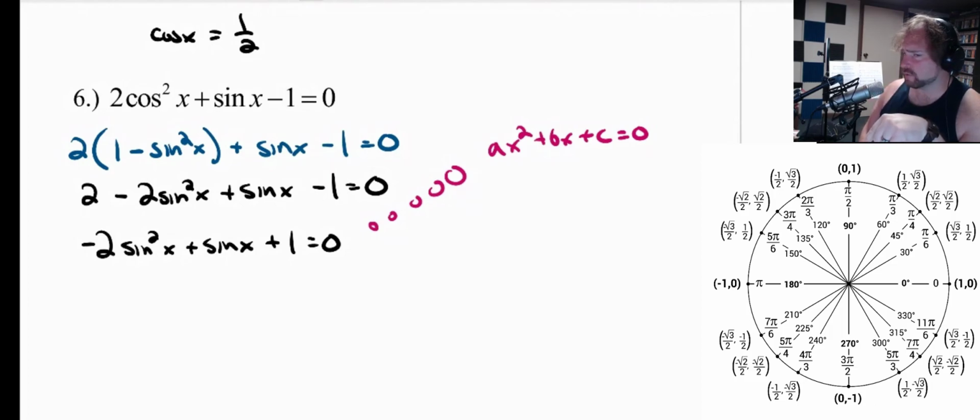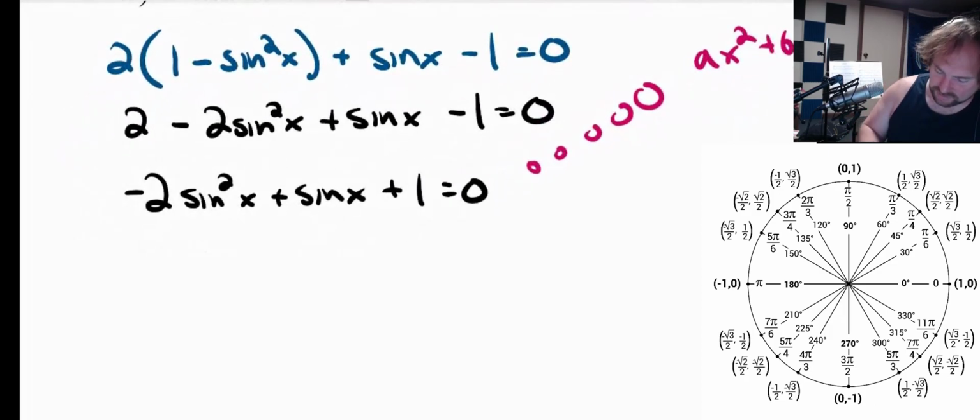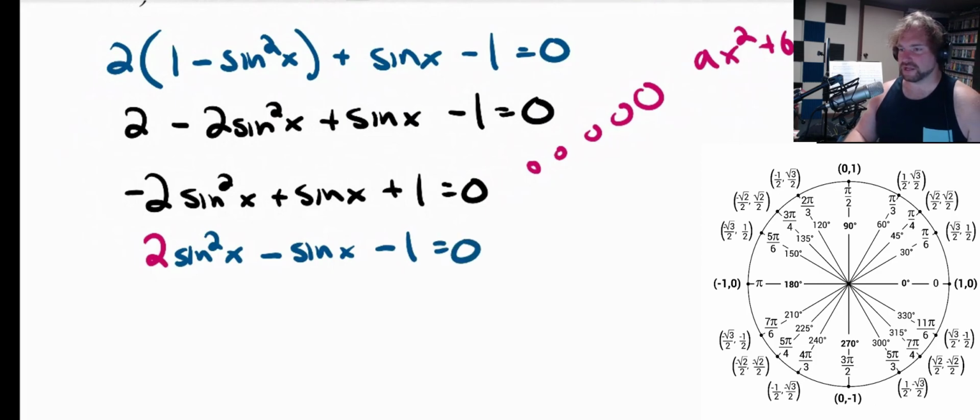The first thing I'm going to do is really kind of nitpicky. I'm going to go ahead and multiply everything by negative 1, because I hate when my a term is negative in the front, so I'm going to change the sign of everything. I'm going to make this positive 2 sine squared of x minus the sine of x minus 1 equals 0. So we're really just multiplying everything by negative 1 there. And I don't know why that 2 came out red.